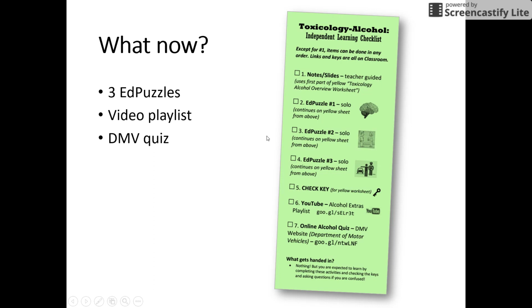Okay, what are you going to do now? You're going to follow that checklist and go through the rest of these activities. Make sure you check the key, and you don't have to hand in anything, but this is your chance to learn what you need to know about alcohol and its effects on the body as a drug and as a poison.